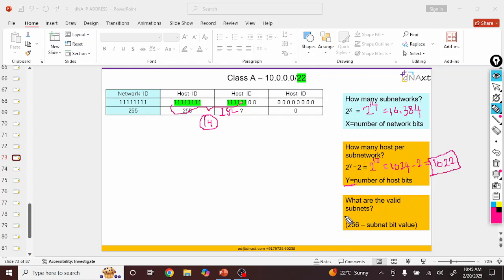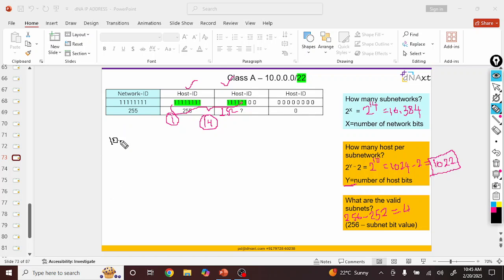What will be the increment? That is 256. Increment will be there in both these octets, as we have borrowed bits from both octets. So the value of the subnet bits is 255 over here in the second octet. So 256 minus 255, that is 1. So an increment of 1 in the second octet, and an increment of 4, 256 minus 252, so an increment of 4 will be there in the third octet. So let's write down a few of the subnetworks.